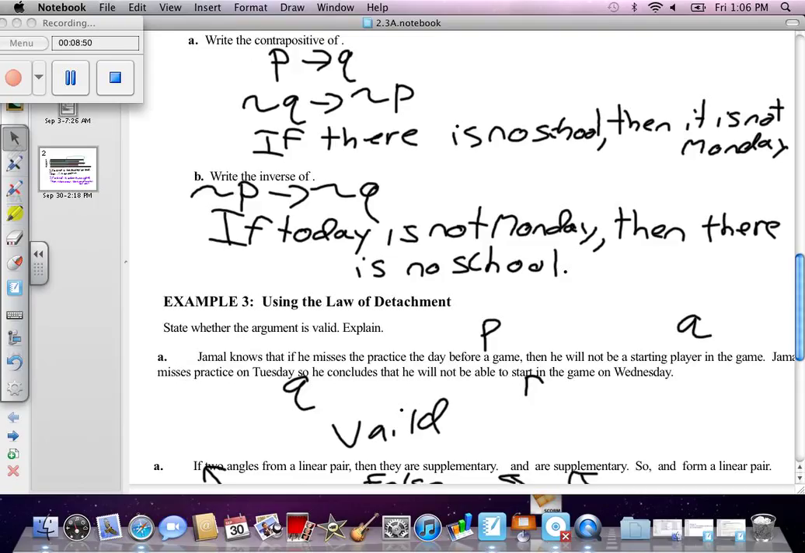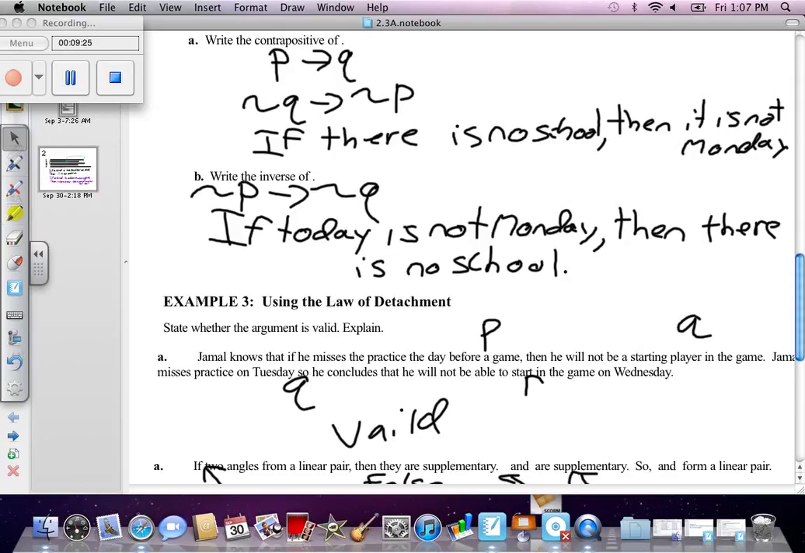Jamal knows that if he misses the practice the day before a game, then he will not be the starting player in the game. Jamal misses practice on Tuesday, so he concludes that he will not be able to start the game on Wednesday. Is that a valid statement? Yes. Great. We've got straight P to Q, and then P and Q are both true. Therefore, if he misses the practice, he knows that the conclusion has to be true.